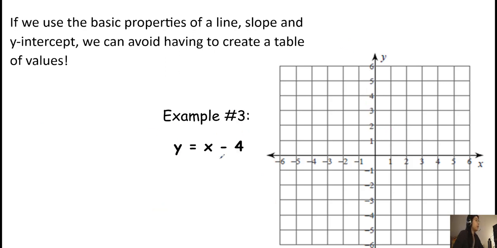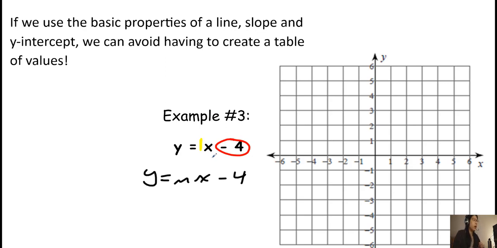So another example, in example 3, we have y equals x minus 4. Now it's easy to see that our b value is negative 4, but it's harder to see where on earth our slope is. I don't get it. We're supposed to have y equals mx plus b, but there's no m value here. But miss, there's an invisible 1 in front of the x. Yes, exactly. There's a 1 as the slope, an invisible 1.